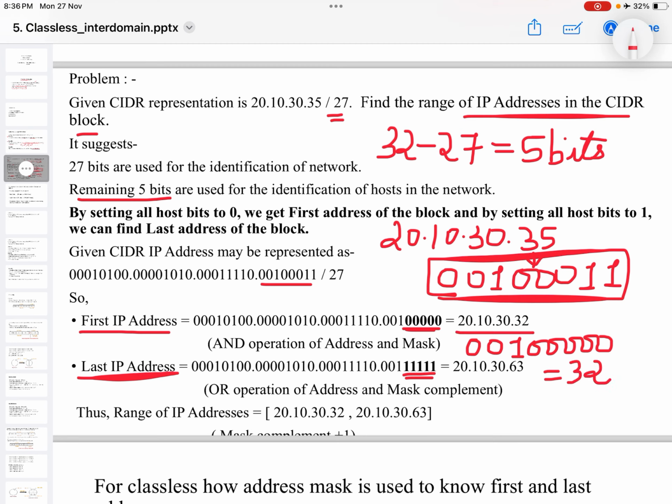So we say 20.10.30.32, and the last IP address will be 001 followed by five 1s. If you put this in the calculator, we get the decimal equivalent of the binary number as 63. So 20.10.30.63 is the range.